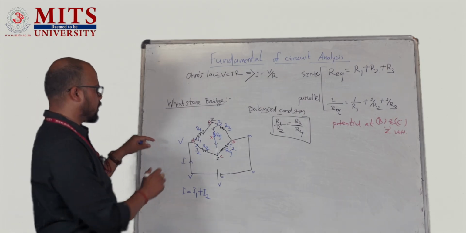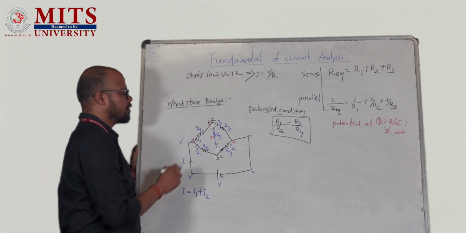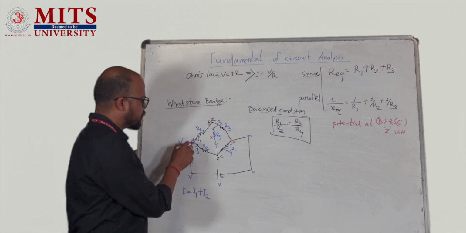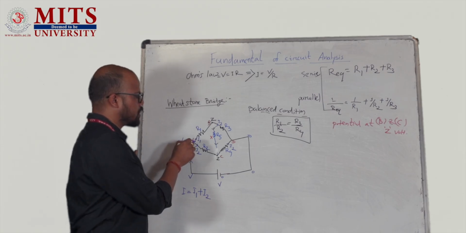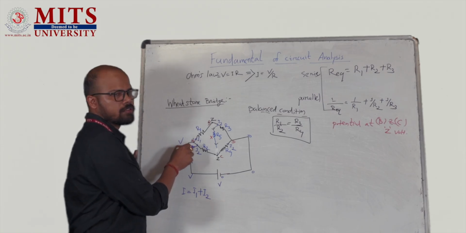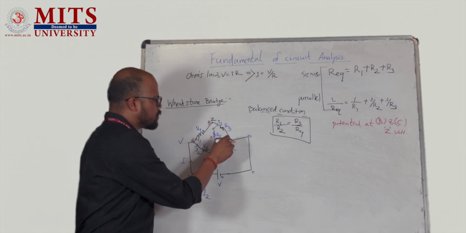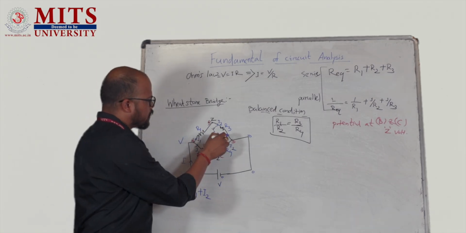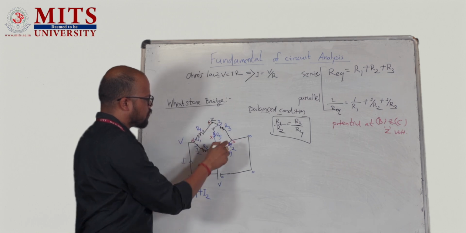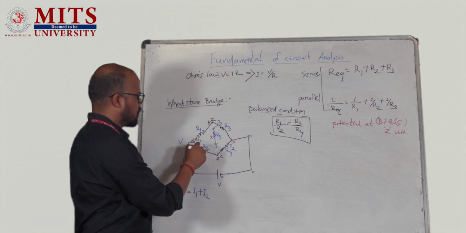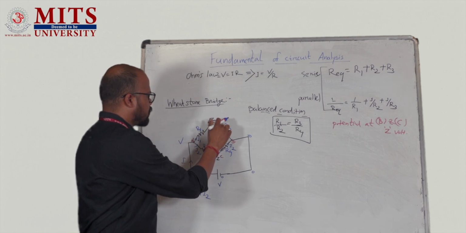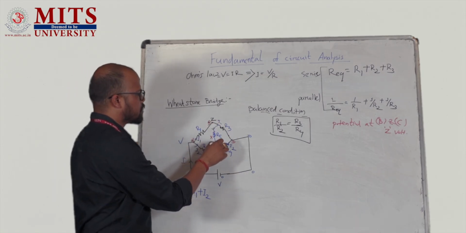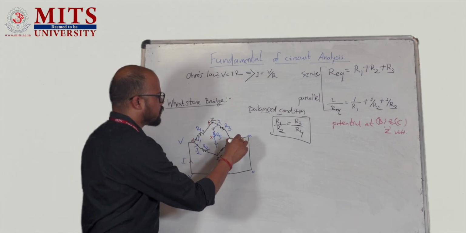Why? Because at the junction we have applied the Kirchhoff junction rule. The total current entering the junction is equal to the sum total of current leaving the junction. The same thing is true for this node also. The total current entering the junction is what? This one will be I1. So the total current entering the junction is I1 plus I2, and the total current leaving the junction is I.